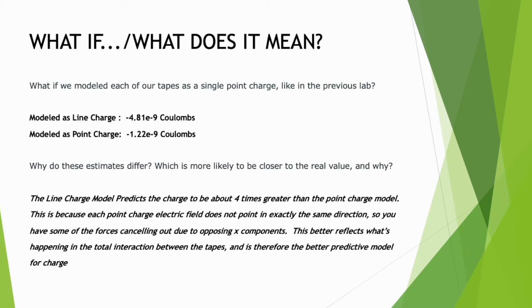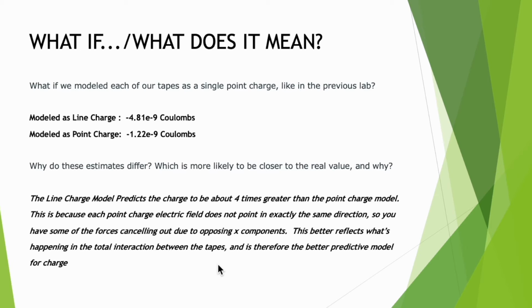Now we ask the question, what if we modeled each of our tapes as a single point charge like in the previous lab? This right here is the value that we got from our previous lab, and this is the one we got from this lab, modeling the charge as a line charge. Now we ask, why do these estimates differ? What is more likely to be closer to the real value, and why?